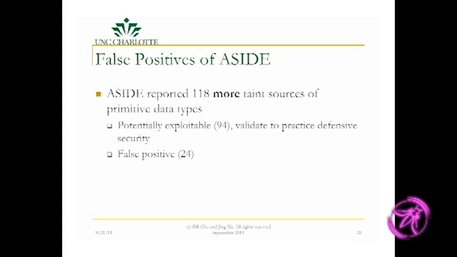But I do want to talk a little bit about false positives. So we did some false positive analysis. ASAI reported more than 118 taint sources more than Fortify did, because in this version we track taint sources. We did an analysis on all these cases and found that 94 of them are potentially exploitable. And you can make a very strong argument, and we do, as a best defense-in-depth practice, that you should validate them anyway. There are, however, 24 false positives.